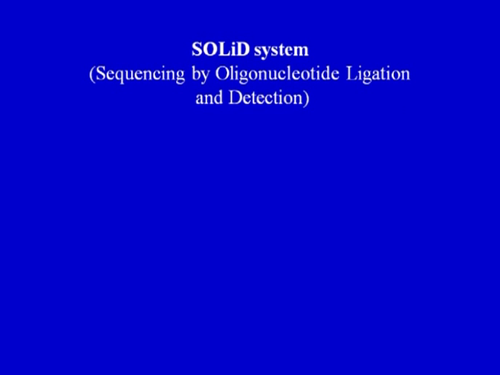There is another system called sequencing by oligonucleotide ligation and detection. This is from Applied Biosystems. Here this can simultaneously sequence say 180 million DNA fragments with read lengths up to say 50 nucleotides each, for a total of 9 billion nucleotides in a single run.